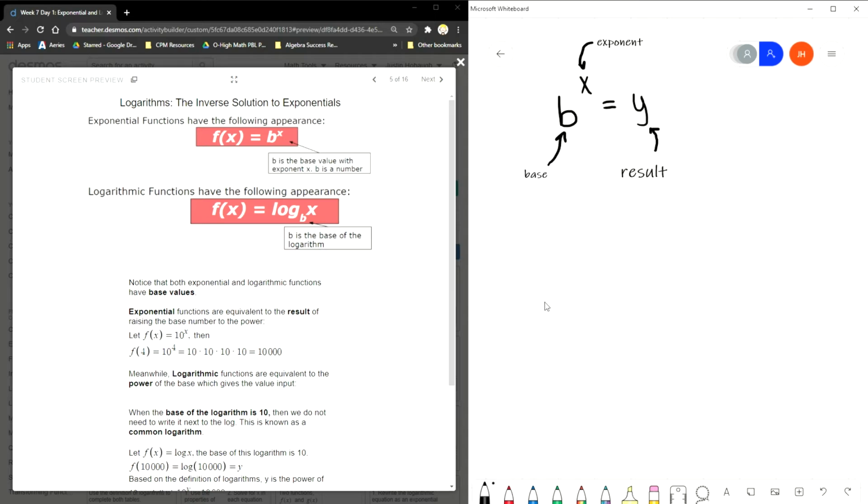Now a logarithm instead does the following. Essentially, a log would be of this form. If I use the same variables, it would be log base b. So any log has a base as well, and it should be the same base as the exponential. But instead, we would input the result. We would plug y in, and we should get out x, which is the exponent, the power.